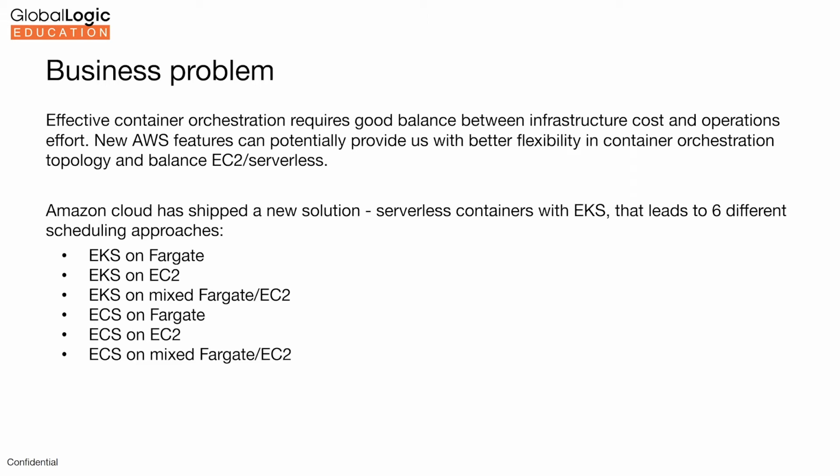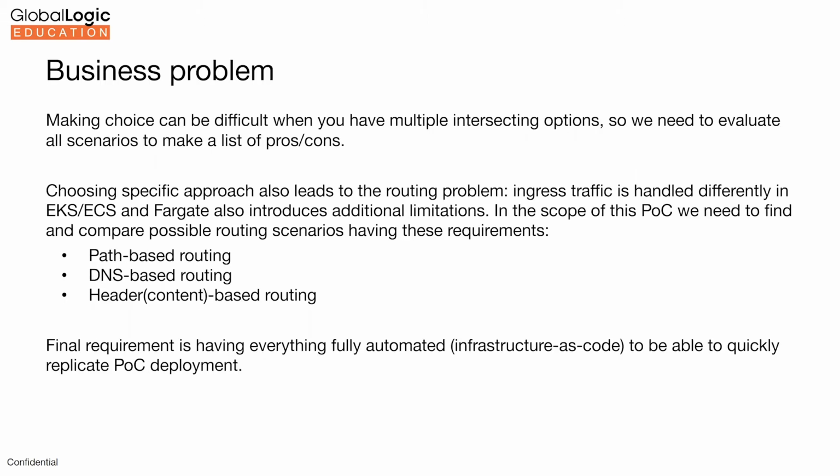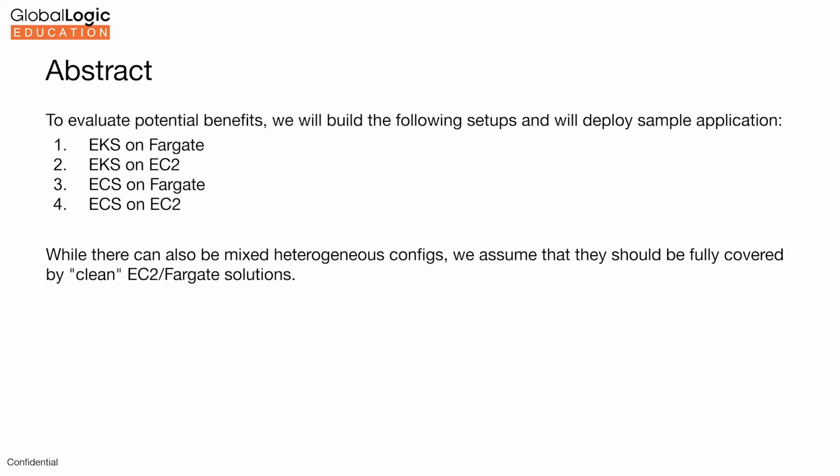So we decided to compare them one by one, not touching the heterogeneous configs. So it's ECS and EKS on EC2 and Fargate. Also, to make this closer to some real-world scenario, we are going to compare different routing scenarios on this platform. So we will use path-based routing for accessing multiple services. We will use DNS-based routing mostly with load balancers, as well as some content-based routing just to show how this can be implemented. So once again, we will compare 4 different solutions, and we will go through pros and cons of each of them.